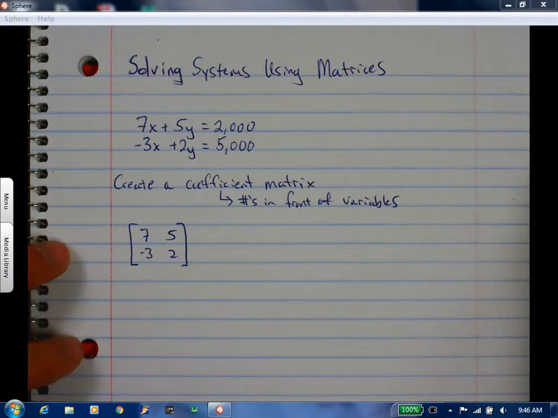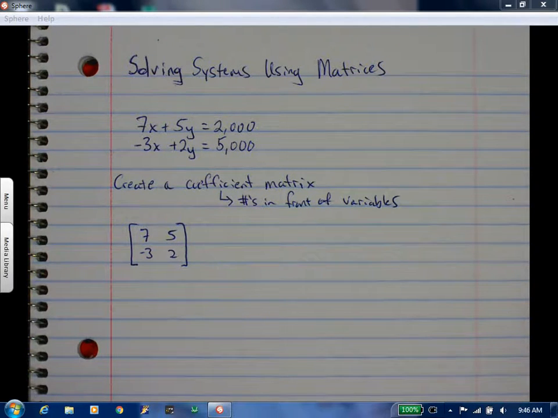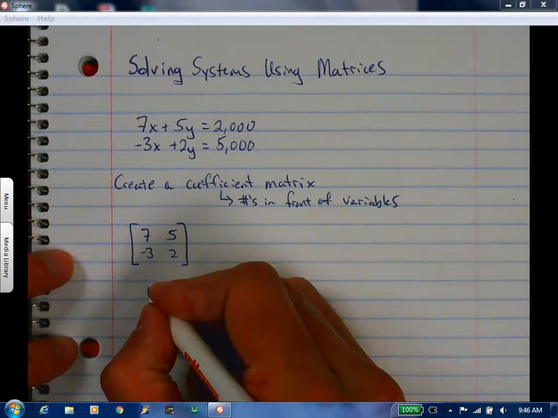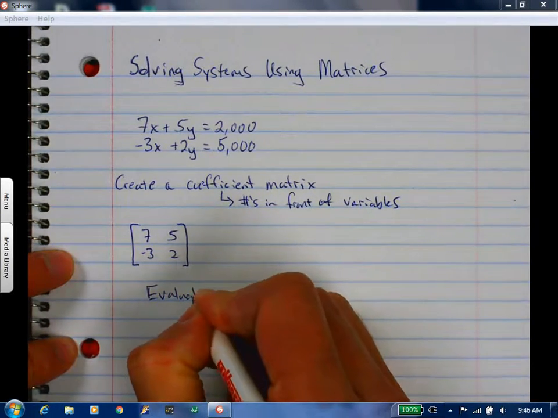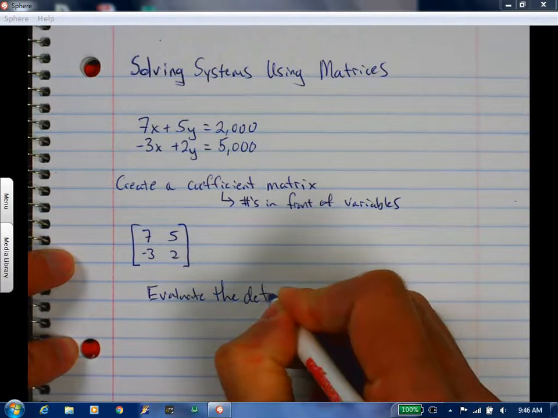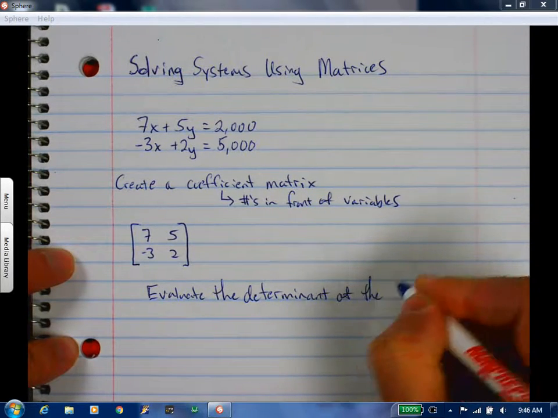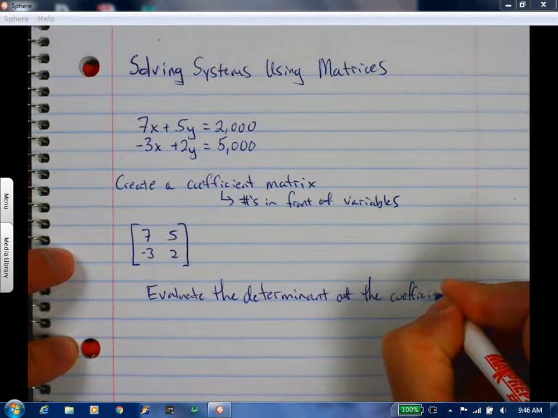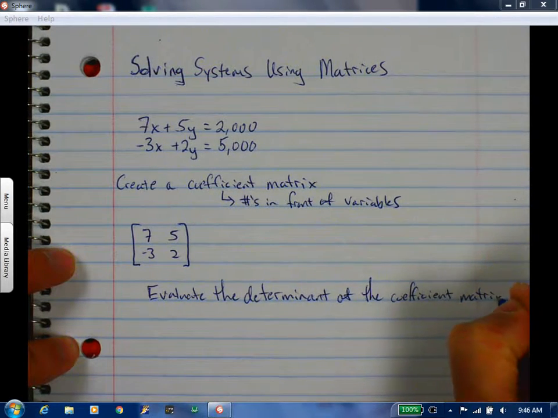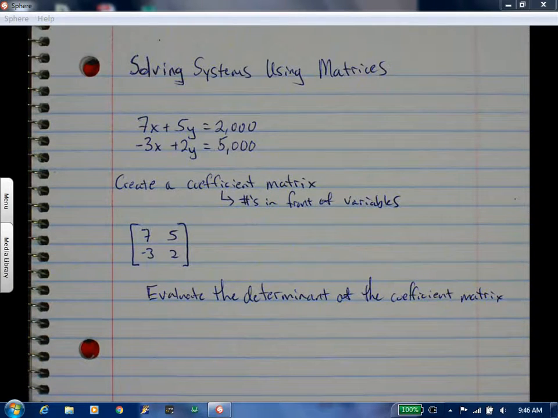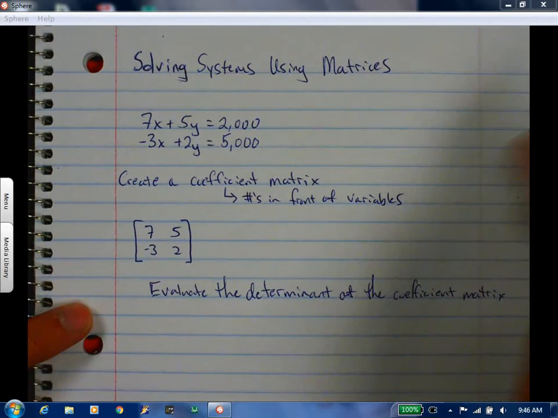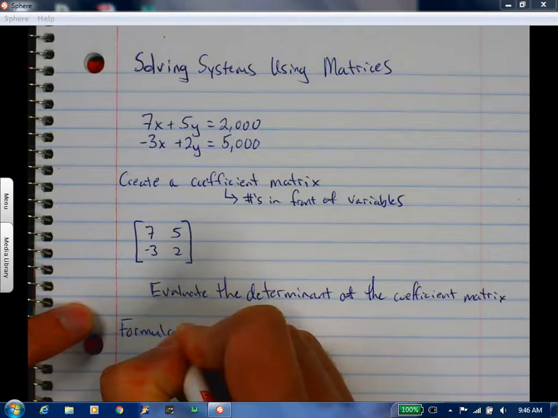Now, the new word that you're going to have here is a determinant. Okay? So evaluate the determinant of the coefficient matrix. I'll show you what to do. So here's our formula, and then we'll apply it to what we have up here.